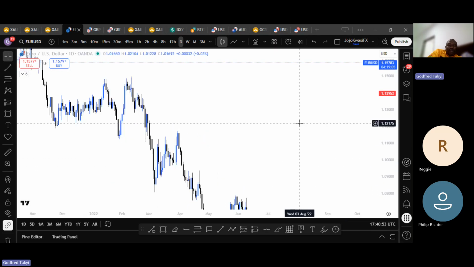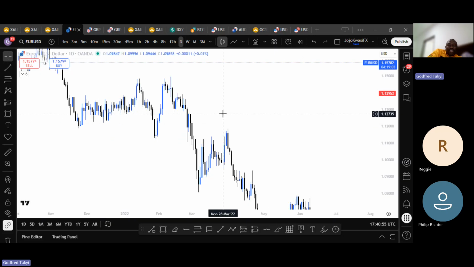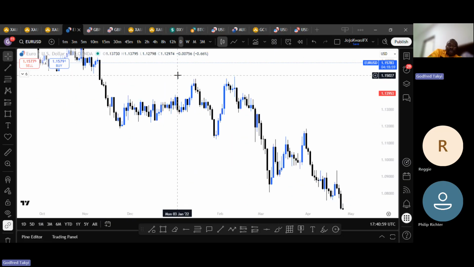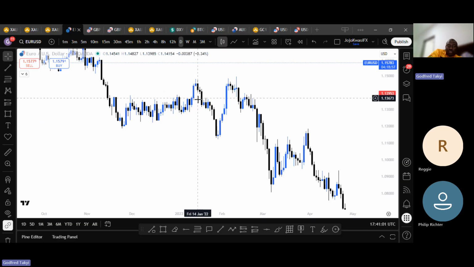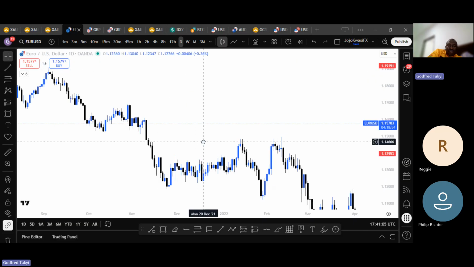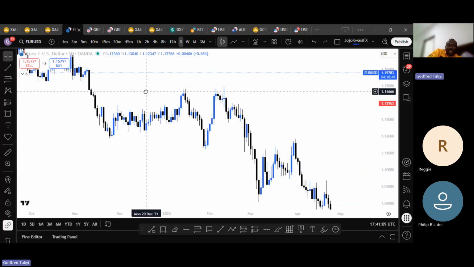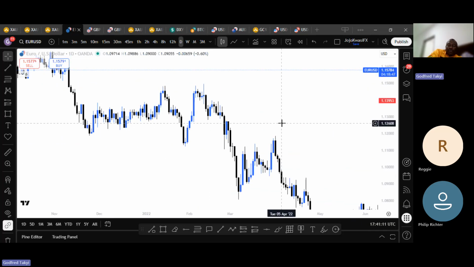So let me give you an example of a bearish order block. You see, this is a daily candle, so it's huge. It's a daily candle, so anything you see there is huge. Okay, so let me use this as an example for you.